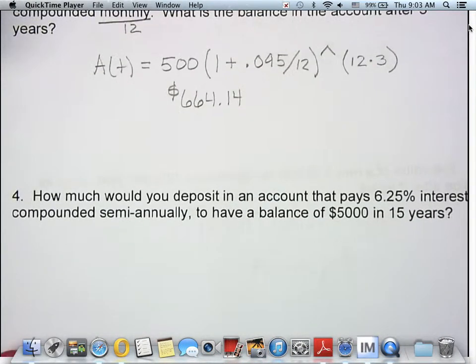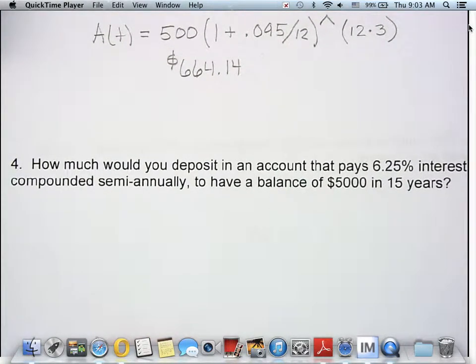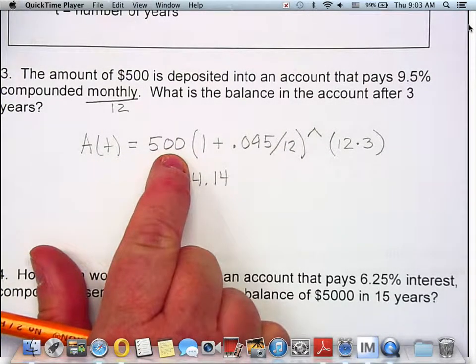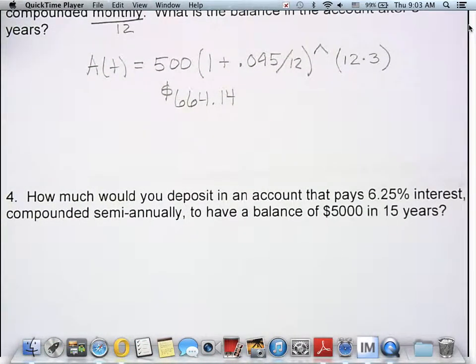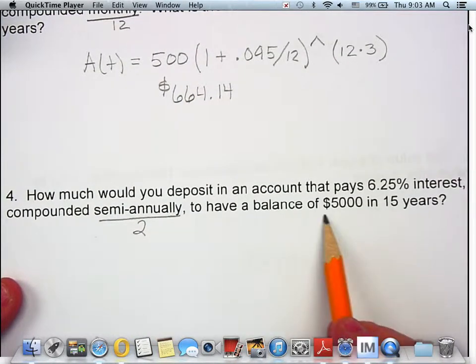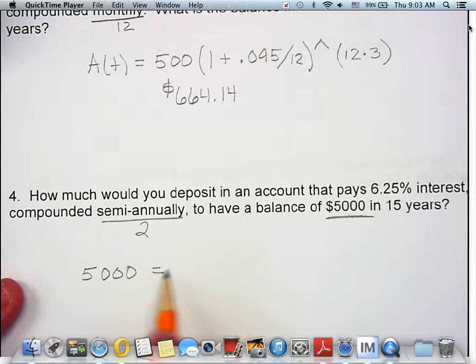Okay, then number 4 is a little different. This one's quite a bit different than the others because what's going to be missing is not the A of T, but the initial amount. So how much would you deposit in an account that pays 6.25% interest, compounded semi-annually, to have a balance of $5,000 in 15 years? Twice a year. And you're wanting to end with the 5,000. So you would have 5,000 equals A.